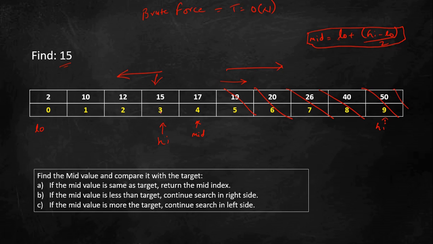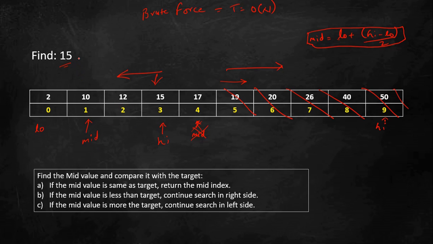So again my high is 3, so using this formula, 3 minus low is 0, so 3 minus 0 is 3, 3 by 2 is 1, low is again 0, so 0 plus 1 is 1, so my mid becomes this 1. So this is my new mid, let me remove this. So this is my new mid. So now my range is from 0th index to 3rd index, that is my range.